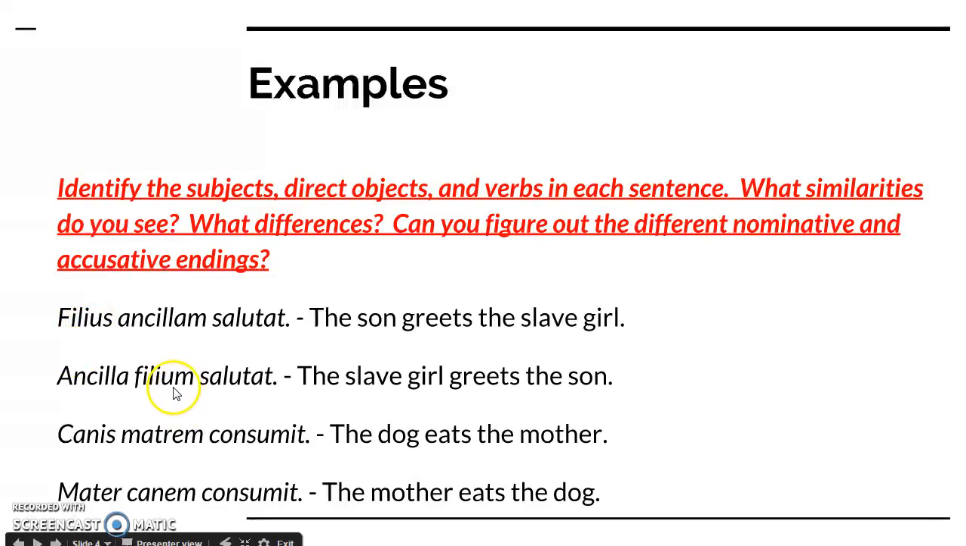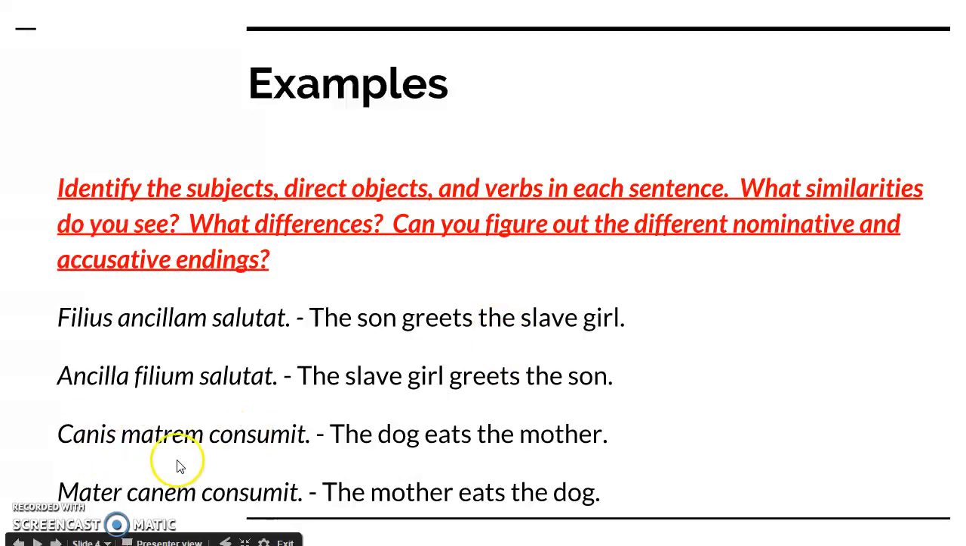Now what those specific endings are, we're going to get to in a second, but what you can notice is a similarity between the direct objects in these sentences. Notice how ancillam and filium, if it ends in M, it's probably a direct object. And direct objects receive the action. In both of these sentences, the son is the one being greeted, and up here, the slave girl is the one being greeted.